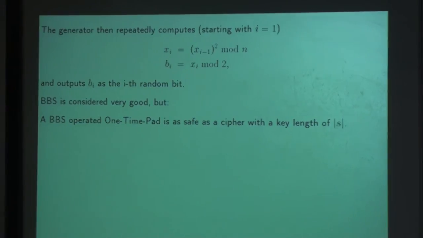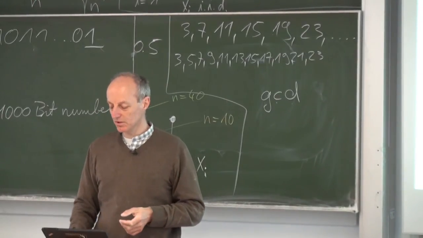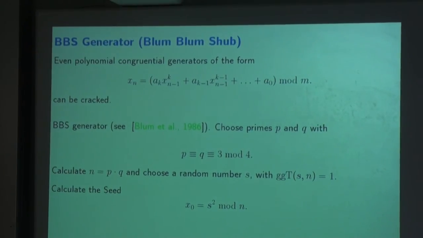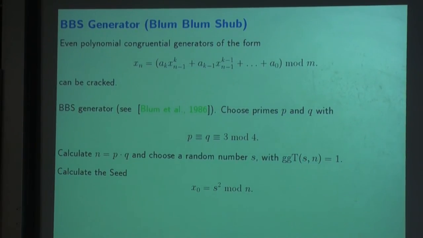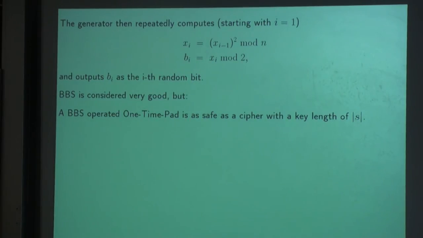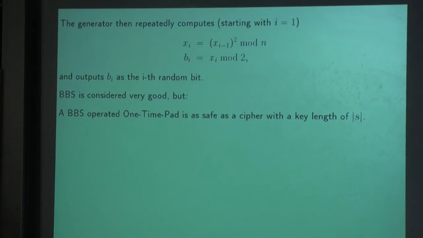If we would use all bits, then the quality wouldn't be good. Why wouldn't the quality be good? That's why I showed you this here. If you use such a polynomial congruential generator, you don't get very good quality. But look what we have here: a quadratic function, even without the constant term, which is quite important. So this wouldn't give good random numbers. But the trick is, from these 1,000 or more bits, you always take the least significant bit and throw away all the rest.